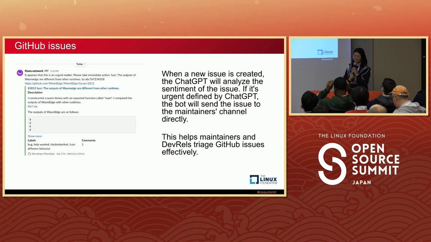So the first one is a Slack bot I made, because our company communicates on Slack. When a new issue is created, the bot will call ChatGPT to analyze the sentiment of the issue. If ChatGPT decides the issue is urgent, the bot will send the issue to the maintainers' channel directly, so maintainers will pay attention to it. This tool can help maintainers and developers respond to urgent GitHub issues effectively.